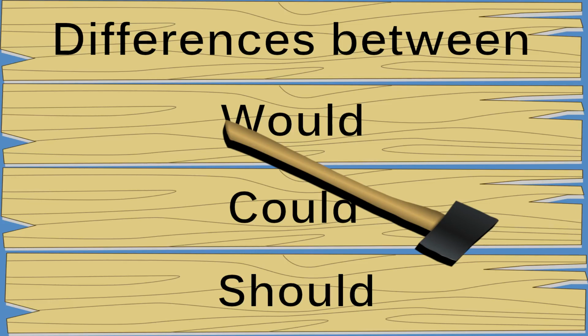In this video we will be talking about would, could, and should, and how to use them correctly in sentences. These are auxiliary verbs that people get confused quite often. We will be starting off with would.